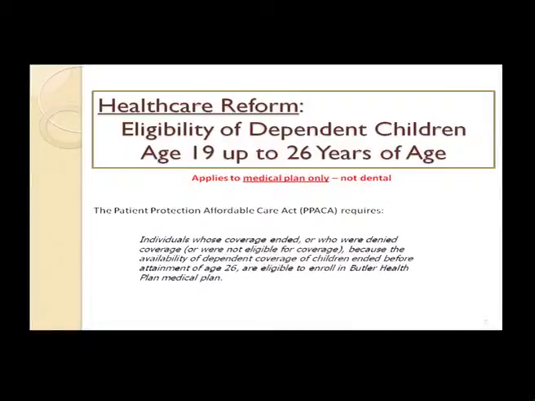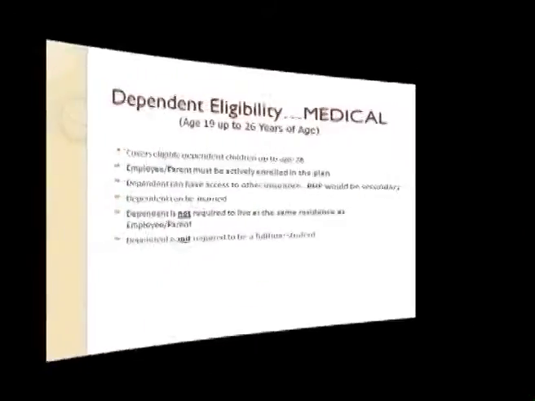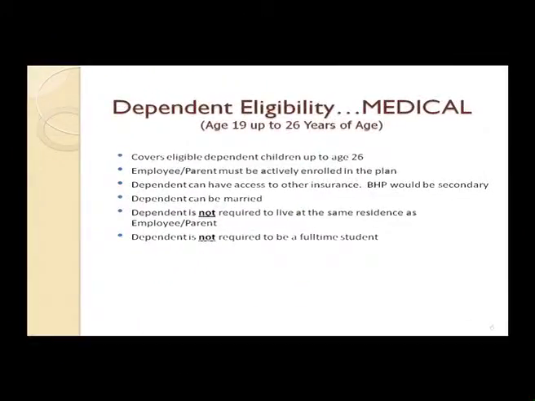Healthcare reform now allows children aged 19 to 26 to enroll in the medical plan. This only affects the medical plan, not the dental plan. Dependent children aged 19 to 26 are now eligible to enroll in the medical plan. The employee must be actively enrolled in the plan. Dependents can have access to other insurance. They may be married. They're not required to live at the same residence as the parent, and they're not required to be a full-time student.